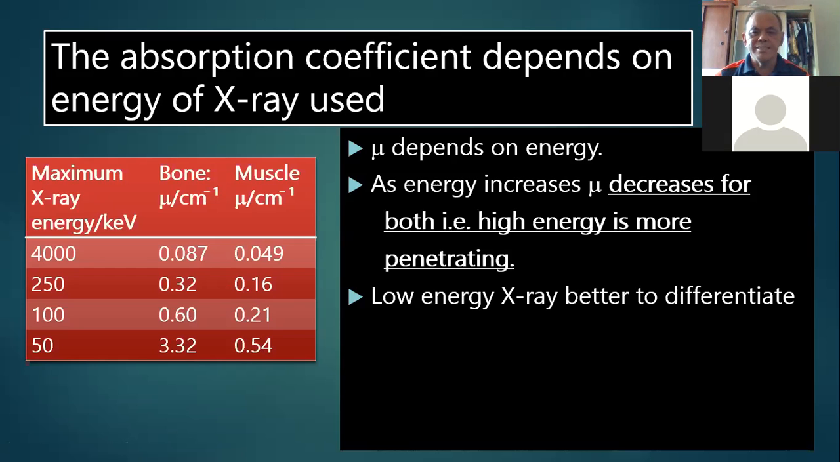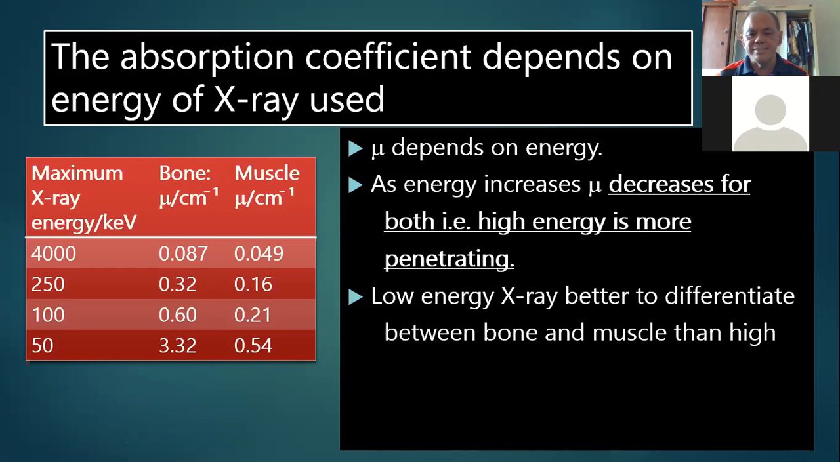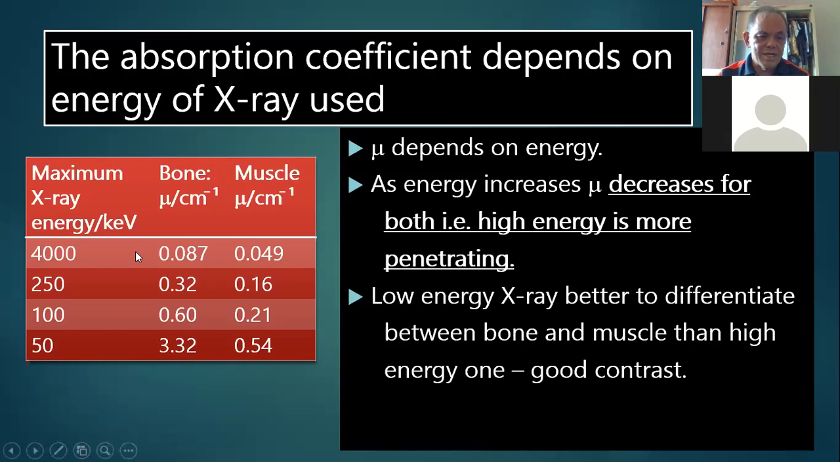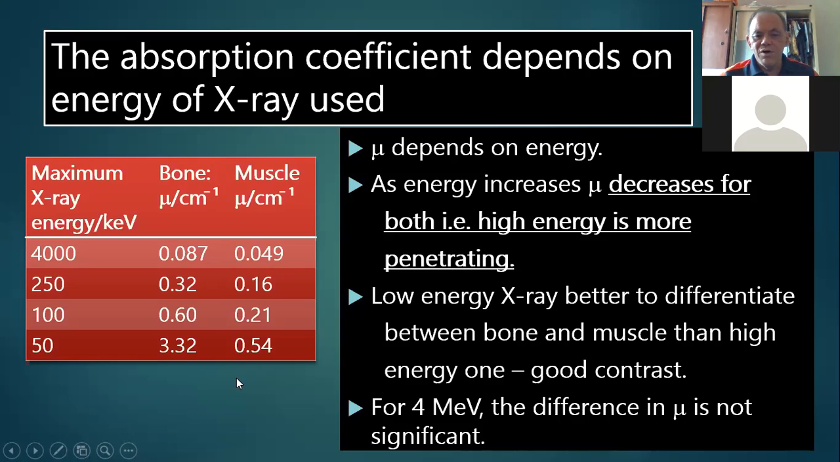Low energy is better to differentiate between bone and muscle than high energy. It will give good contrast. You can see that if we use high energy, these two are relatively quite similar, almost the same value. But if we use 50, you can see that there's a difference, 6 times different. This one is 3 times different only, and this is 6 times different, roughly. So at 4 mega electron volt, the difference in mu is not that significant, so we won't use that, because bone and muscle are the same. We cannot see the contrast there.